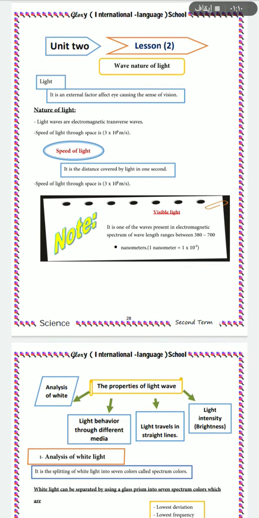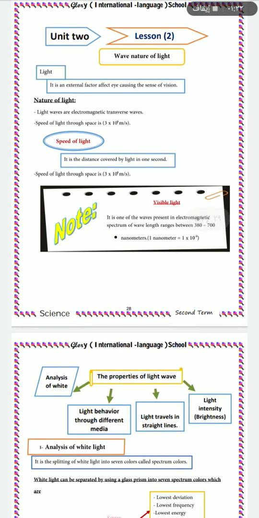Now let's talk about a new important question. Sound waves are mechanical and longitudinal waves. Why mechanical? Because they need a medium to transfer through. But why longitudinal? Because they consist of compressions and rarefactions.